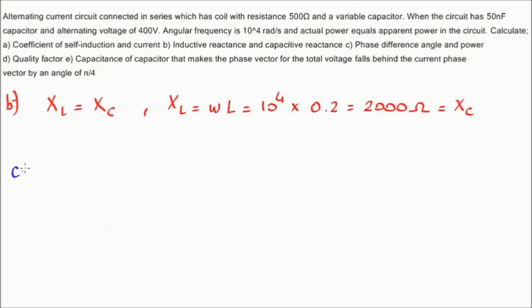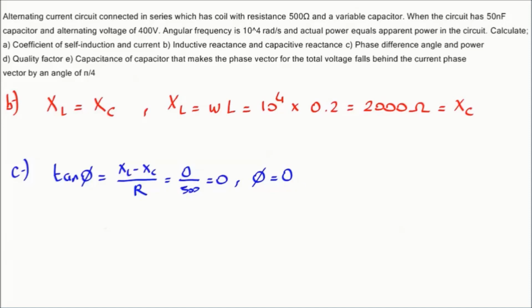For the C, it says calculate the phase difference angle and power. To calculate the phase difference angle, we have to use tangent phi. Tangent phi equal XL minus XC over R. And XL and XC are equal to each other. So when you subtract them, it's going to be 0. 0 over 500 is going to be 0. So the angle phi is going to be 0.